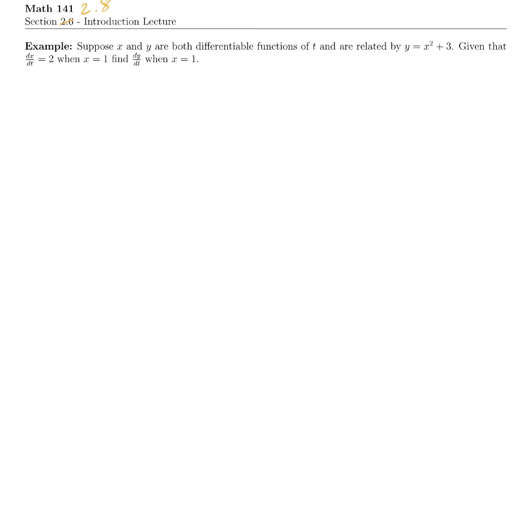So the first example says, suppose x and y are both differentiable functions of t and are related by y equals x squared plus 3. Given that dx/dt is 2 when x equals 1, find dy/dt when x is equal to 1. Okay, so here's what we've been given.